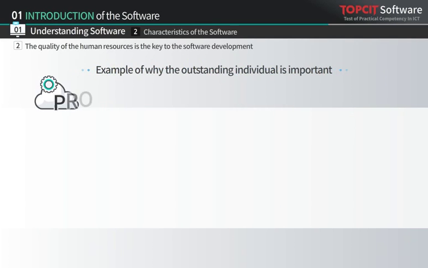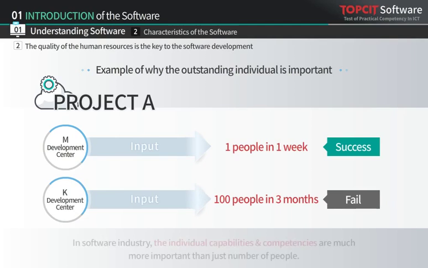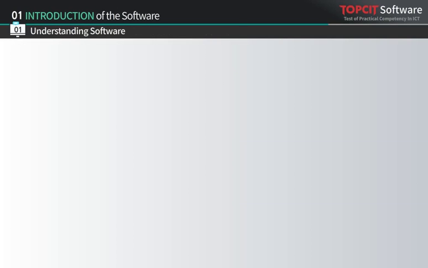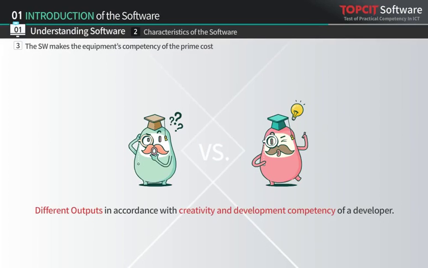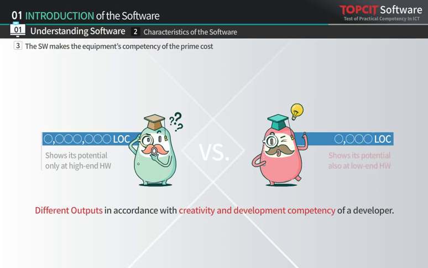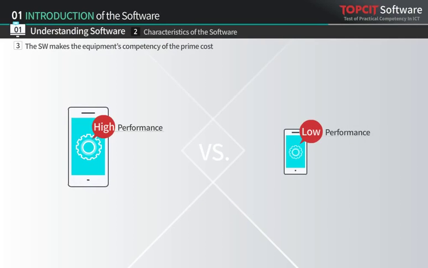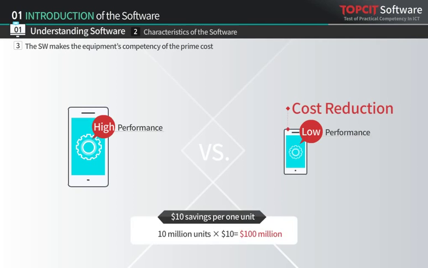Here is an example of why the outstanding individual is important. In this case, you can recognize how important the talented individual's capability is. The developer's talent of creativity and capability makes a different output. Developers used to develop software with lots of code, adopting only advanced hardware. On the other hand, some talented developers can easily reach that great quality by using just a few lines of code. We could also recognize that well-made software doesn't need to care about the specification the hardware has. Good software could be adapted well to lower specifications and poor battery so that it helps to cut the cost of production too.